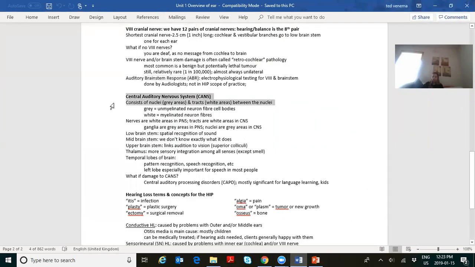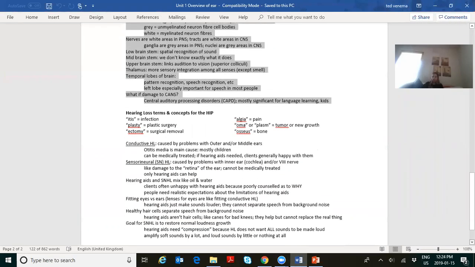Central auditory nervous system. Don't memorize any of this now, we're not there, okay? That's just the brain's area of hearing. The hearing areas of the brain itself. We'll spend a week looking at that. The last week of our course, we'll spend looking at the central auditory nervous system.